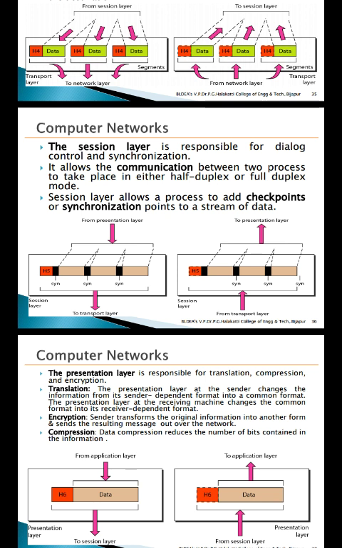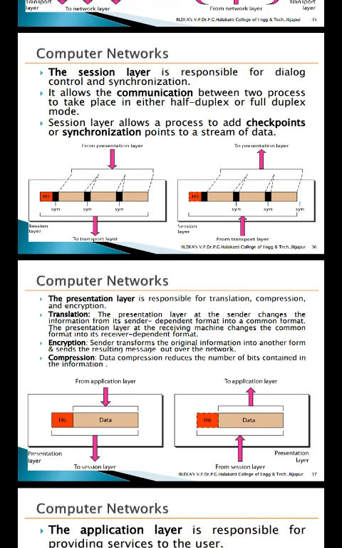So this is the job of this particular layer, that is for dialogue control and synchronization between the sender and the receiver. It allows the communication between the two processes to take place either in the half duplex or the full duplex mode. Session layer also allows the process to add checkpoints or synchronization points to the stream of data. Why do we need these synchronization points or checkpoints here?